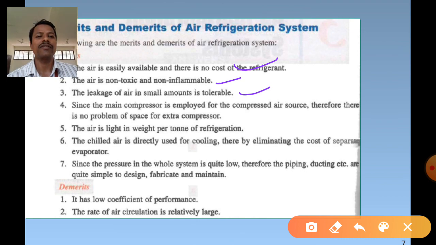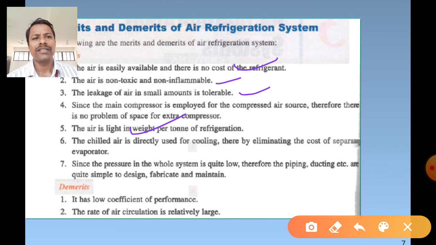And again, air is very light. Per ton of refrigeration, the working density of air is very low, so hence it is used in aircrafts. Air refrigeration cycles are used in aircrafts, because if we use any other liquid refrigerants, again it adds weight to the aircraft. So therefore air refrigeration is used.